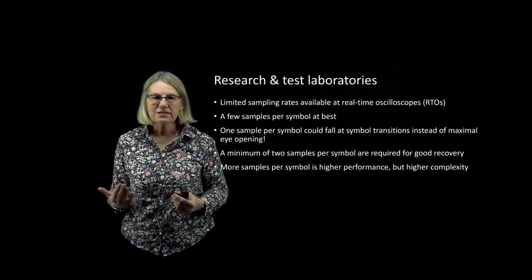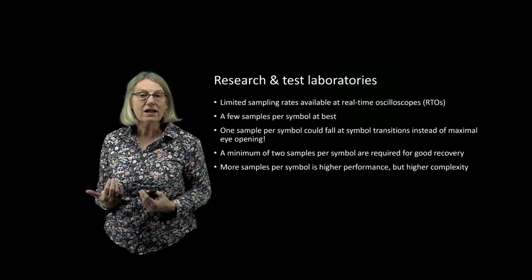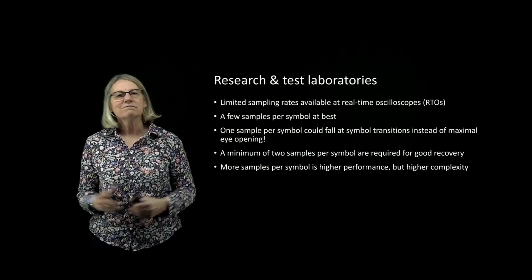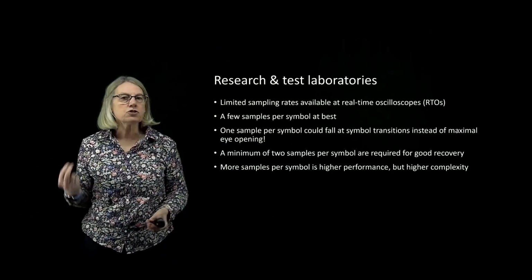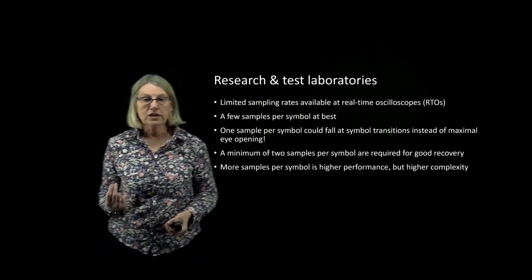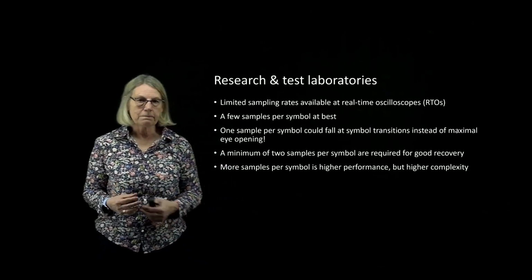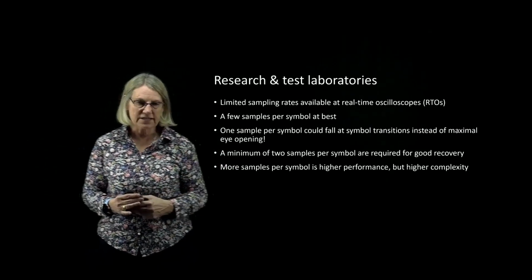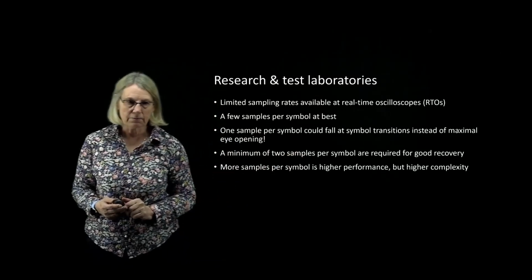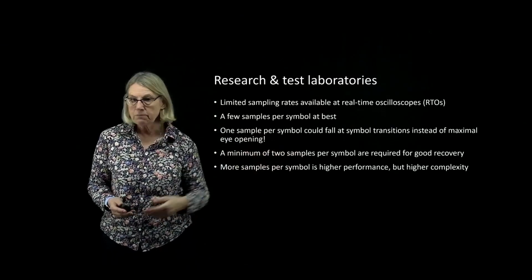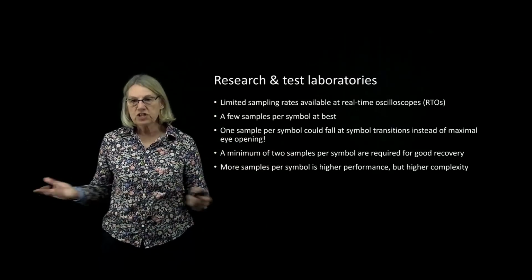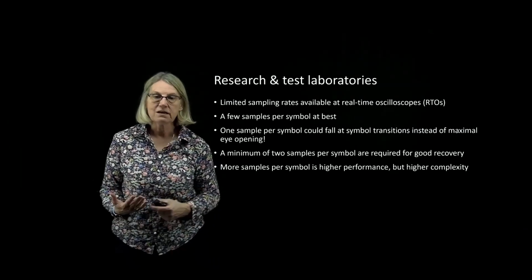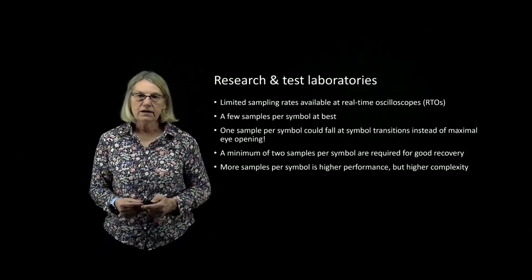So I'm going to use the CMA algorithm to help me deal with this situation, and I really require realistically a minimum of 2 samples per symbol in order to have really good timing recovery. You could get lucky with less, but to be robust, to be sure that you'll have good sampling time, you need 2 samples per symbol. More samples per symbol could give you higher performance, but generally it also gives you higher complexity. So 2 samples per symbol is a very common compromise in the laboratory.